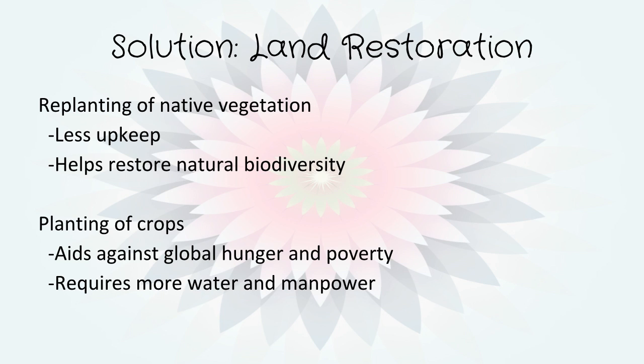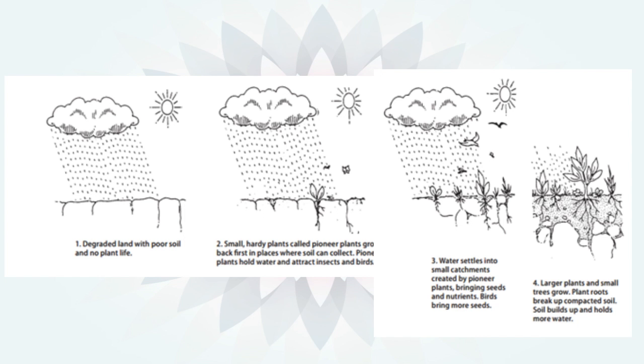Land restoration is one possible solution to help prevent and remedy desertification. One method is through replanting native vegetation, which requires less upkeep and helps restore natural biodiversity. Another method along this line is planting crops, which requires more water and manpower, but also aids against global hunger and poverty. Here is a diagram showing natural succession. Land restoration speeds up this process.